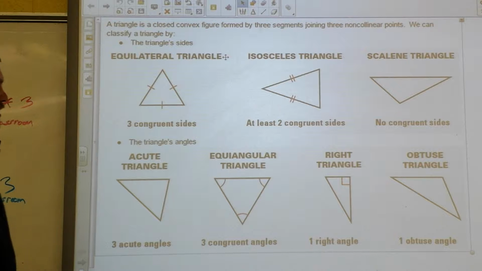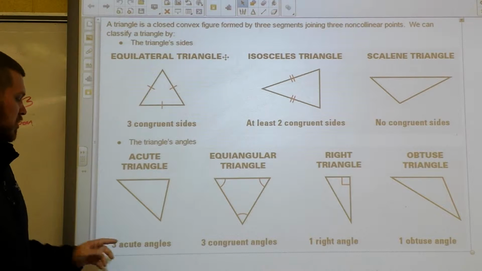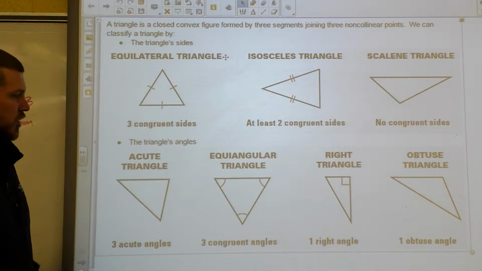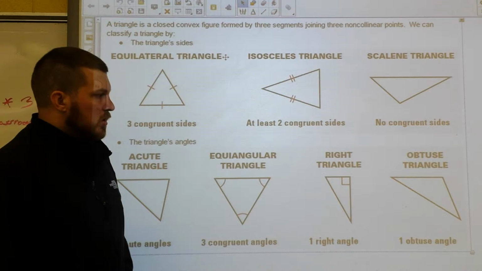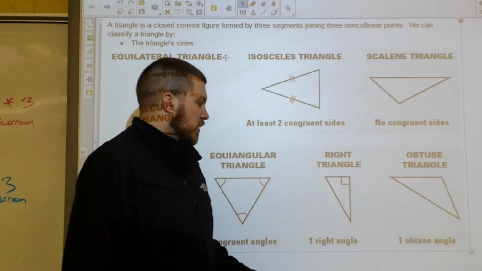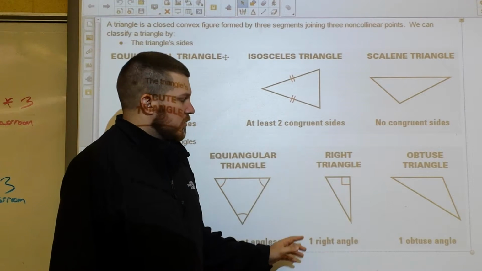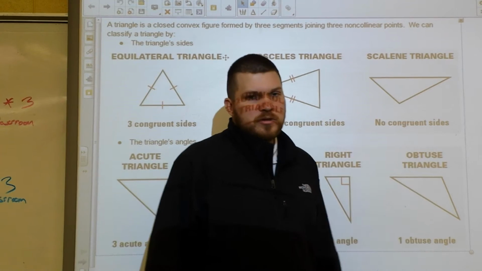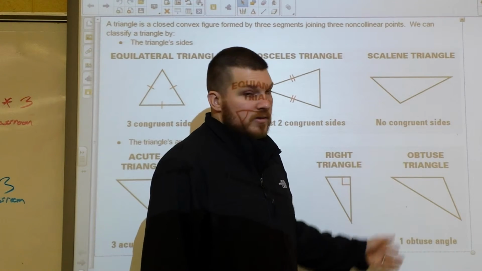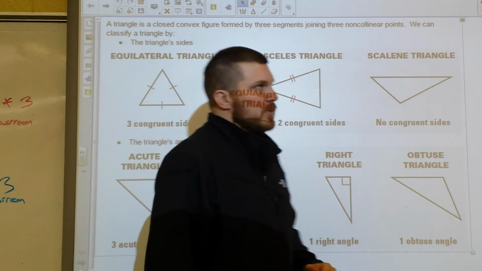You can also classify a triangle by the angles. So if you have three acute angles, we have an acute triangle. Three congruent angles, we call it an equiangular triangle. One right angle is called a right triangle. And then one obtuse angle, which just means one angle that's bigger than 90 degrees, is called an obtuse triangle.